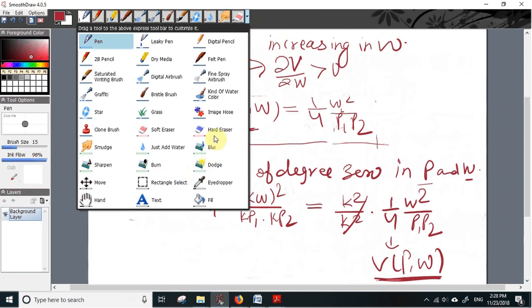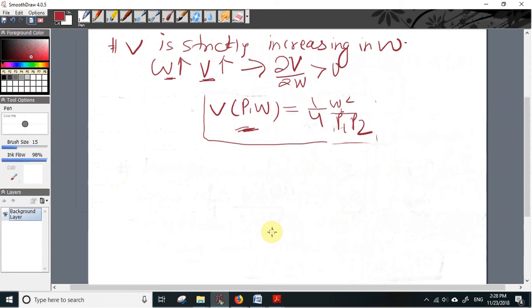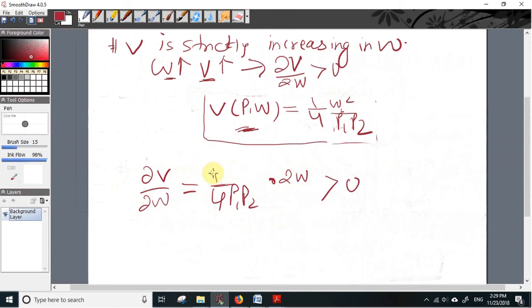Now from the equation we can show this. We can show that the derivative of v with respect to w is strictly positive. So the derivative of v with respect to w is simply 1/4 times 1 over p1 p2, which is a constant quantity for now, and the derivative of w square is 2w. So this is strictly greater than 0 because w, p1 and p2 cannot be negative.